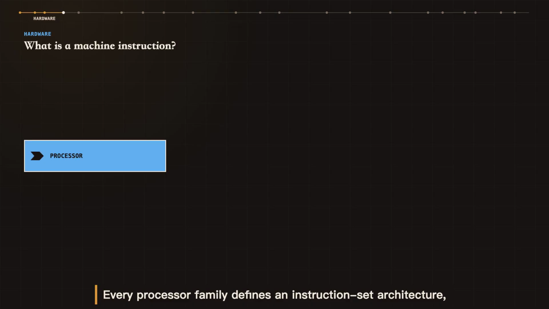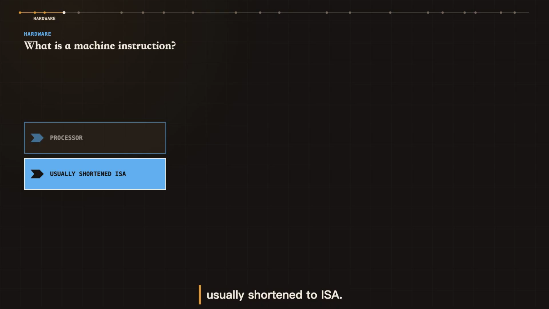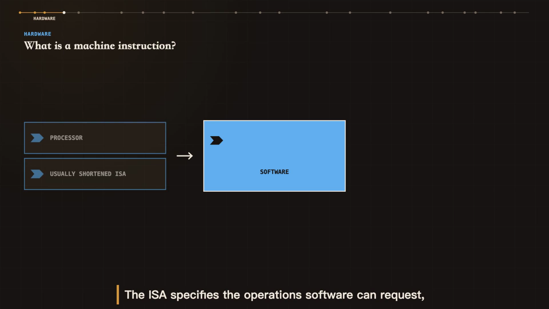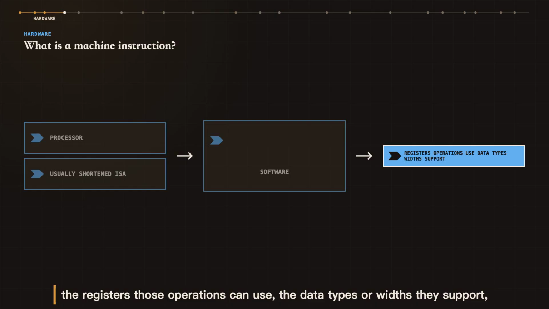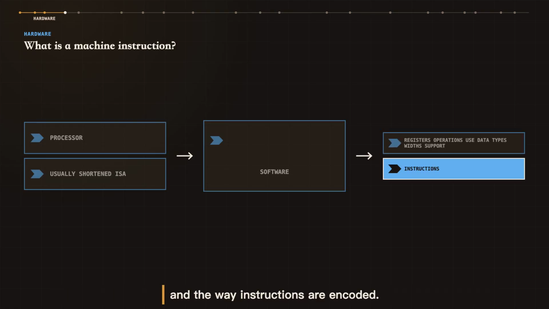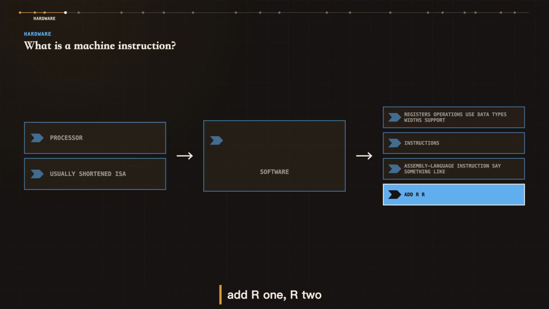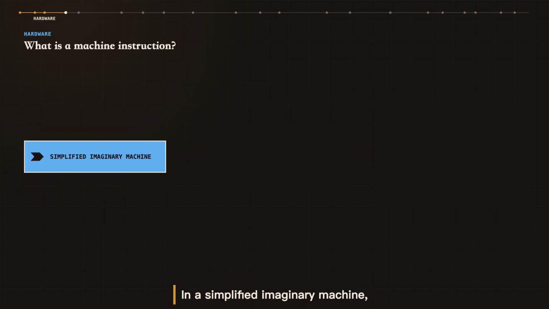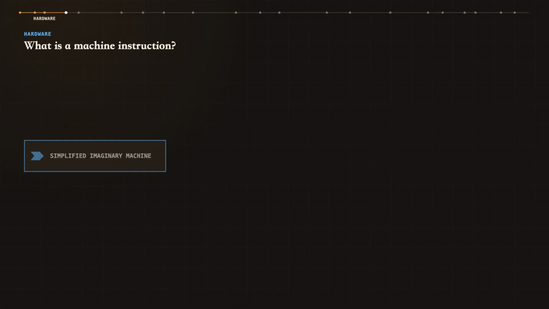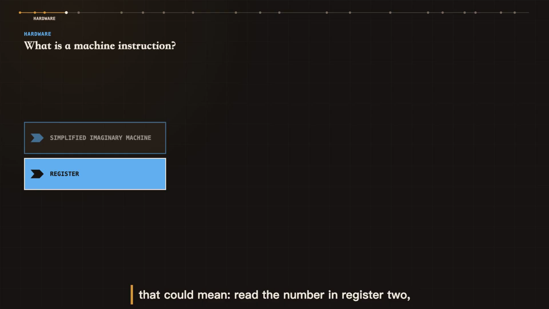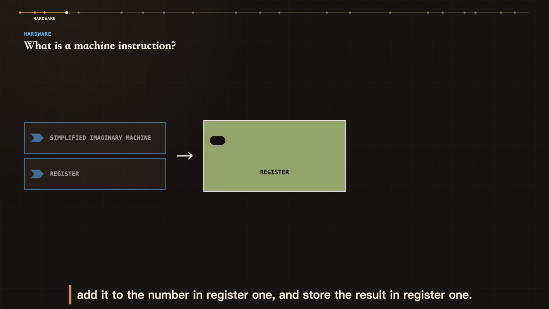Every processor family defines an instruction set architecture, usually shortened to ISA. The ISA specifies the operations software can request, the registers those operations can use, the data types or widths they support, and the way instructions are encoded. An assembly language instruction might say something like, add R1, R2. In a simplified imaginary machine, that could mean read the number in register 2, add it to the number in register 1, and store the result in register 1.